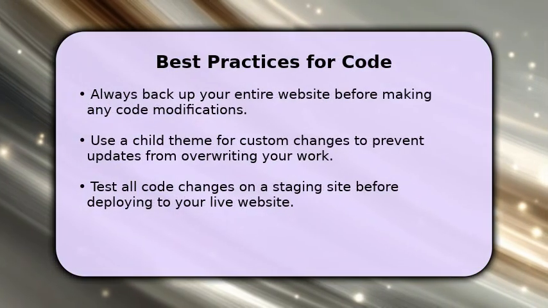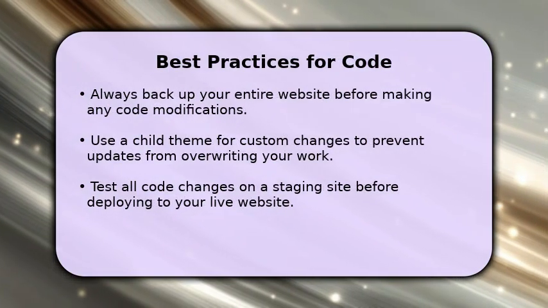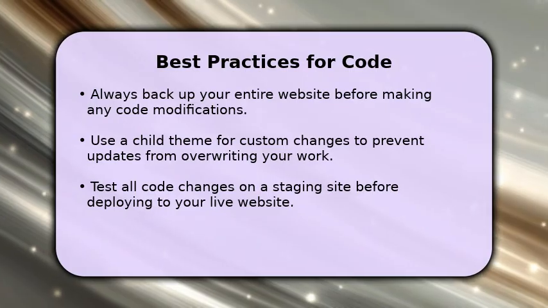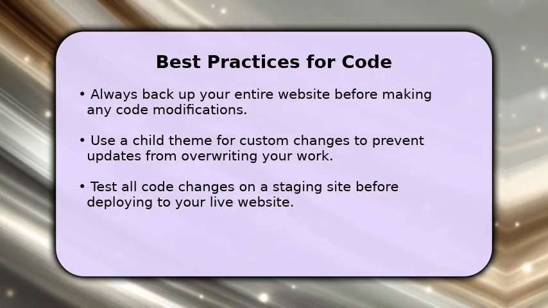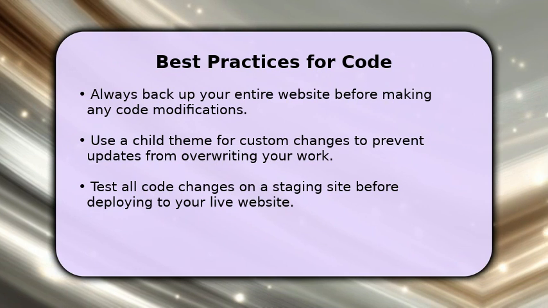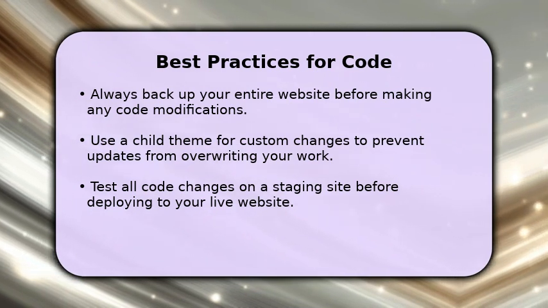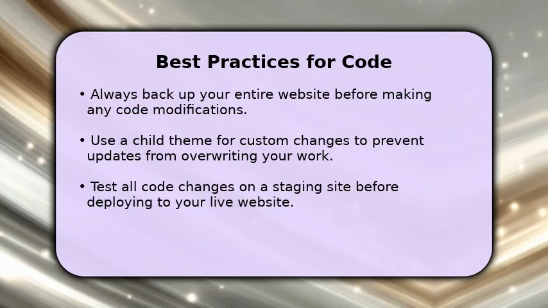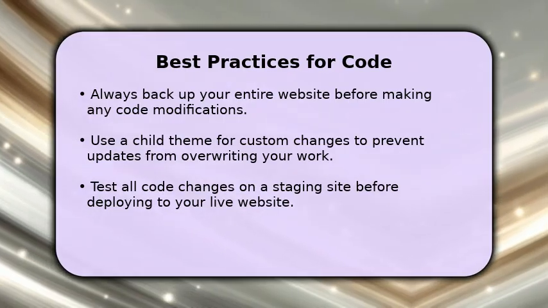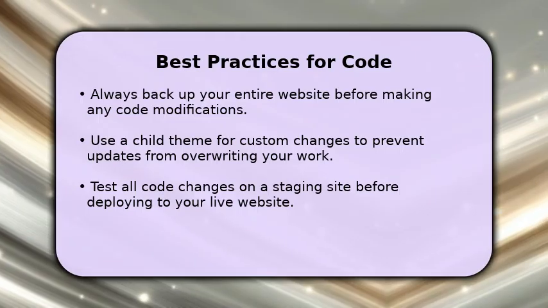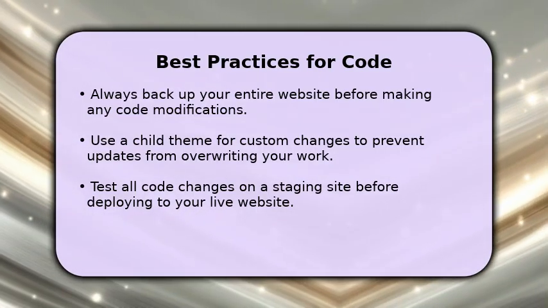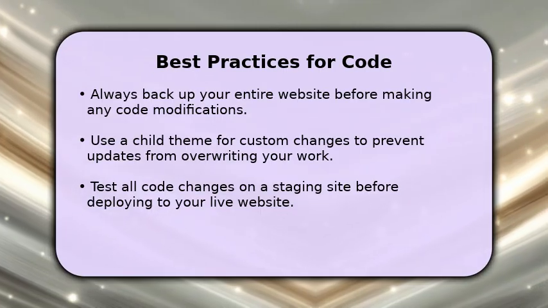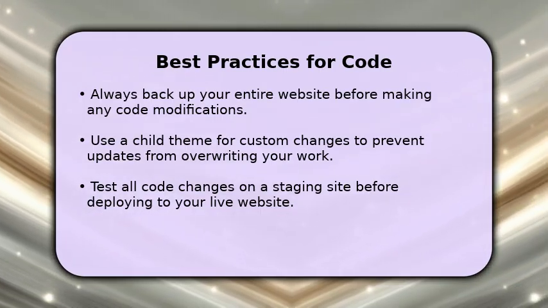When working with WordPress code, always prioritize safety. First, create a complete backup of your site before any changes. Second, use a child theme for all custom modifications. This ensures your changes are not lost during theme updates. Third, test all code adjustments on a staging environment before pushing them to your live site. Finally, consider implementing version control to track and manage your code changes efficiently, providing an extra layer of security.